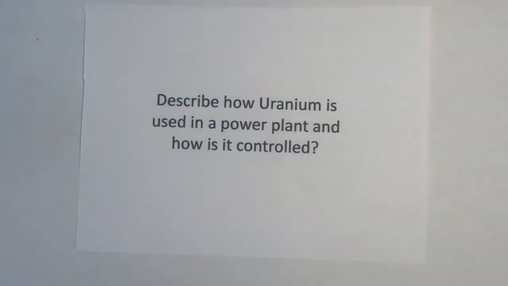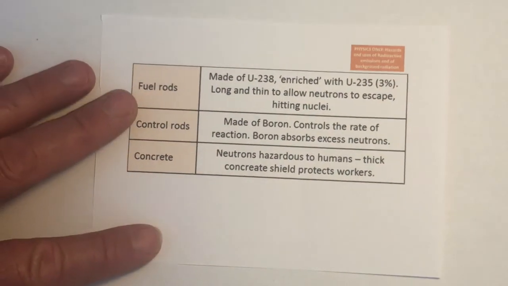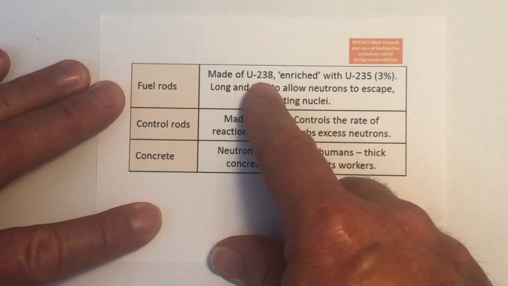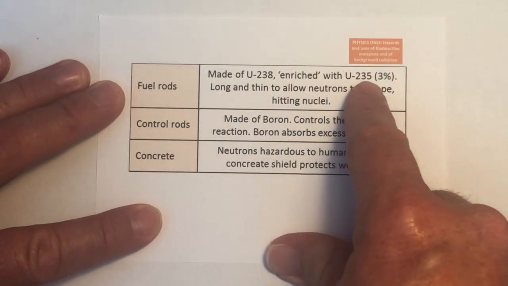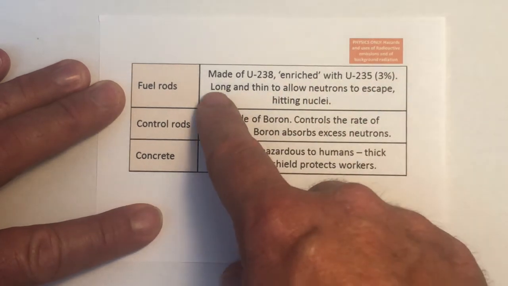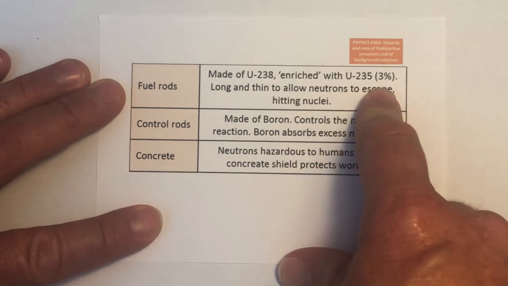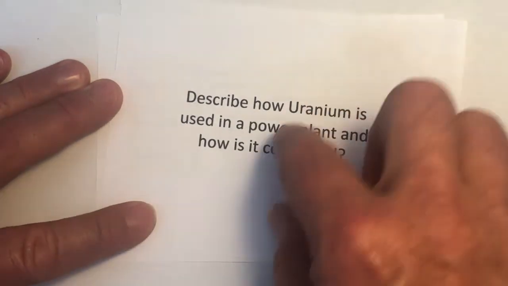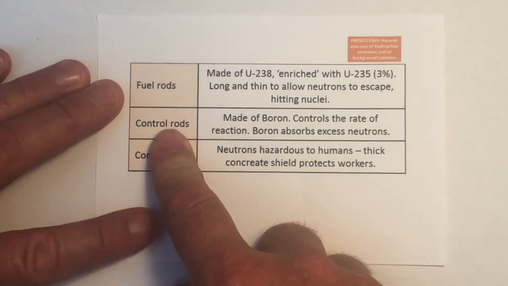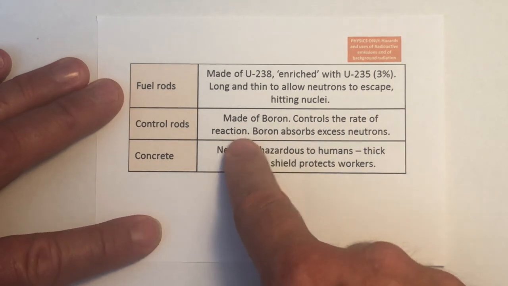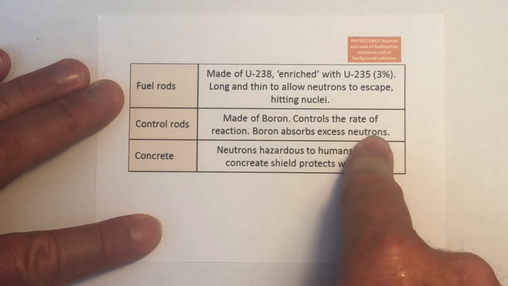So, describe how uranium is used in a power plant and how is it controlled. Uranium is used in a power plant as fuel rods, and it is made of uranium-238 that's enriched with uranium-235. It is in long, thin tubes that allow neutrons to escape. It is controlled by control rods that are made of boron. They control the rate of the reaction because boron absorbs excess neutrons.